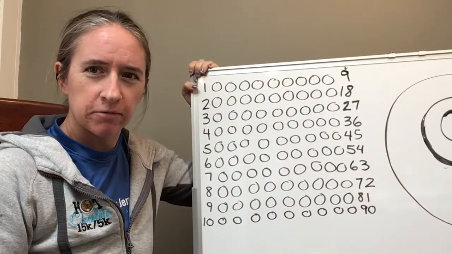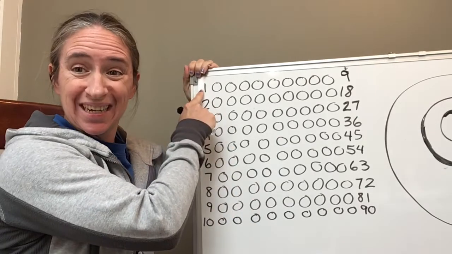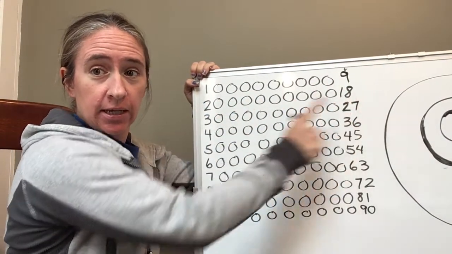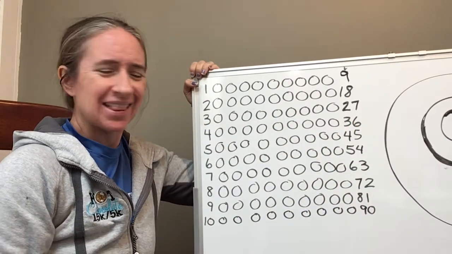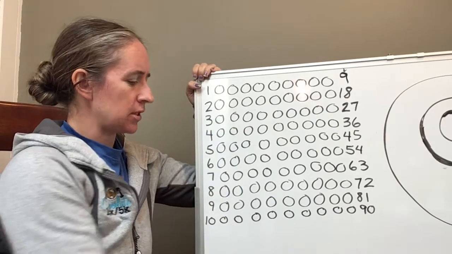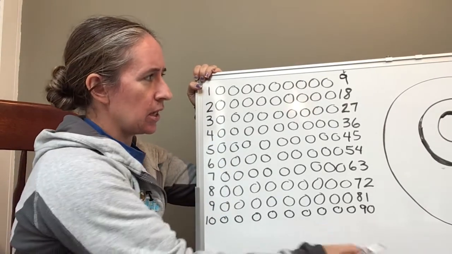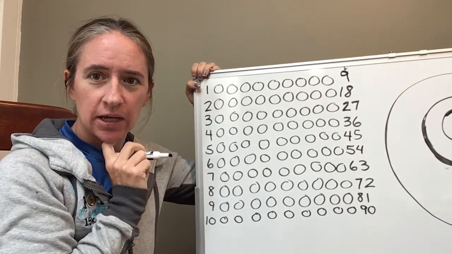So now that we have our array written down, we can see these as multiplication sentences. 1 times 9 is 9. 2 times 9, 18. 3 times 9, 27, and so on. Let's take a look at the numbers that are the products, the answers to our multiplication problems. Do you see any patterns in the numbers?